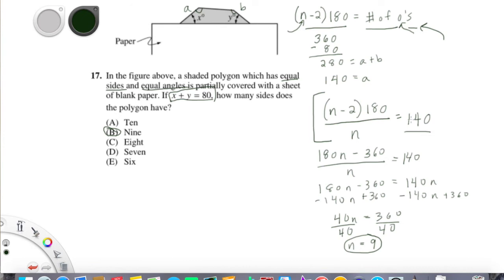Okay, so there you have it. A tough geometry question on the SAT that I think with a little bit of work, each and every one of you can get.